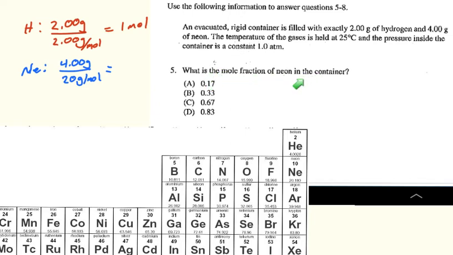So you remember that mole fraction, all we've got to do is know the moles of neon and the total moles, and we can figure that out. So what I've started doing up here is converting the hydrogen to moles and the neon to moles so that we can see what's going on.